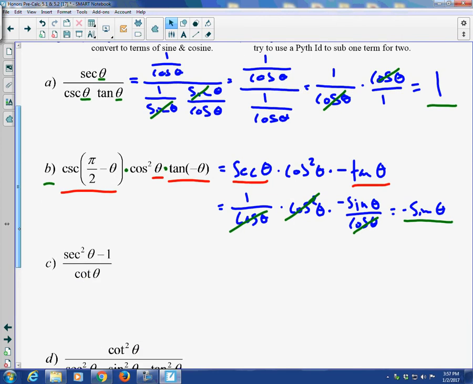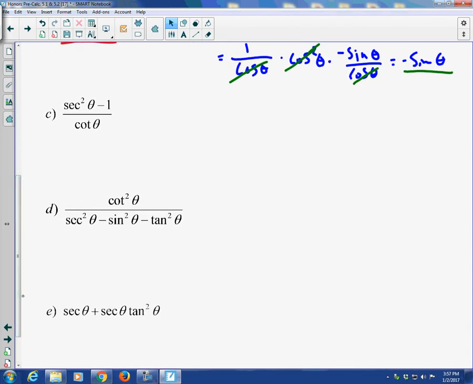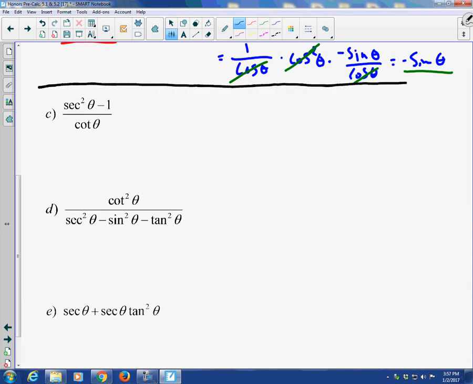Okay, so in C, D, and E, we are seeing addition and subtraction in our expressions. And so right here, what we're going to want to do is, of course, use a Pythagorean identity to substitute one term for two terms, so we're back to that case where everything's in terms of multiplication and division. So I'm going to do C, and then I'm going to let you guys try D and E on your own. With C, immediately we've got secant squared theta minus 1 over cotan theta.